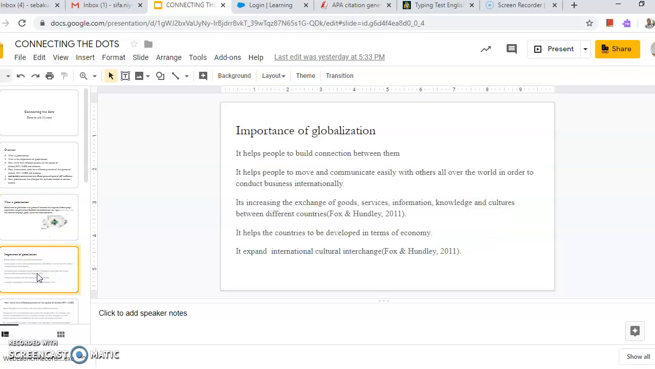Importance of globalization. It helps people to build connection between them. It helps people to move and communicate easily with others all over the world in order to conduct business internationally. It increases the exchange of goods, services, information, knowledge, and culture between different countries. It helps the country to develop in terms of economy. It expands international cultural interchange.